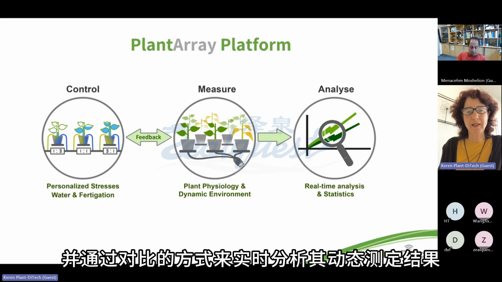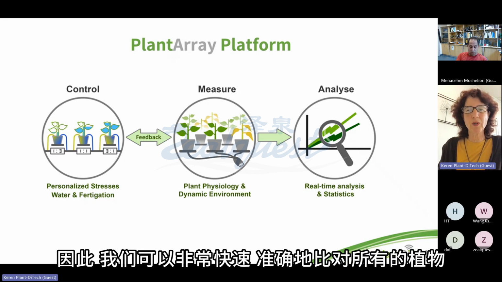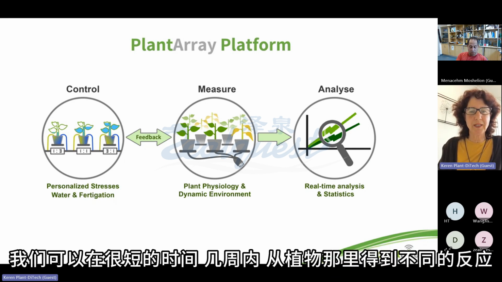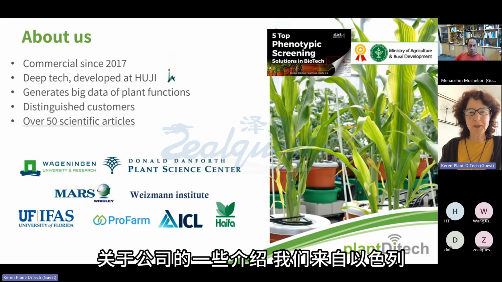With this, we also analyze in real time the results from the dynamic measurements of the plant in a comparative way. So we compare all the plants. Very quickly and also very precisely, we can get the different responses from the plant in a very short time, within weeks.